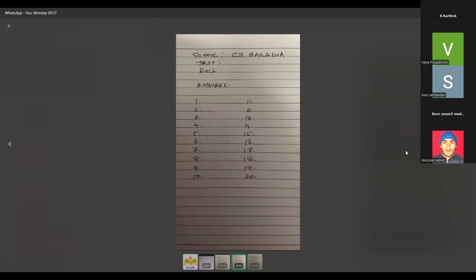This is example only. You should write your school name. It should be only in English. It should be only in capital letters. It should be in big letters.